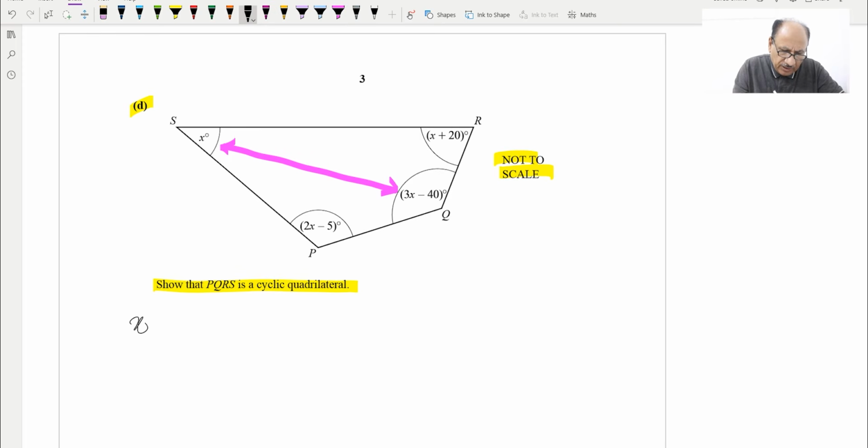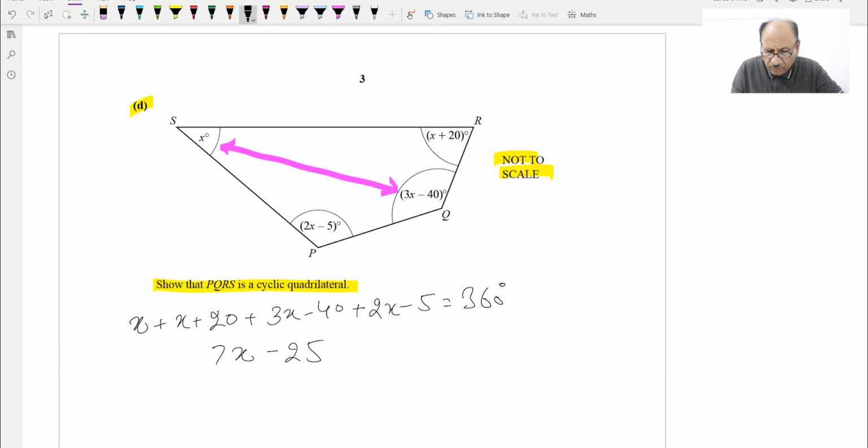So we'll write x plus 20 plus 3x minus 40 plus 2x minus 5 is equal to 360 degrees. Now we can add the x terms, adding the like terms: x, 3x and 2x make 7x, and 20 minus 40 is minus 20, minus 5, so this will be minus 25 is equal to 360. So 7x is equal to 360 plus 25, which is equal to 385.